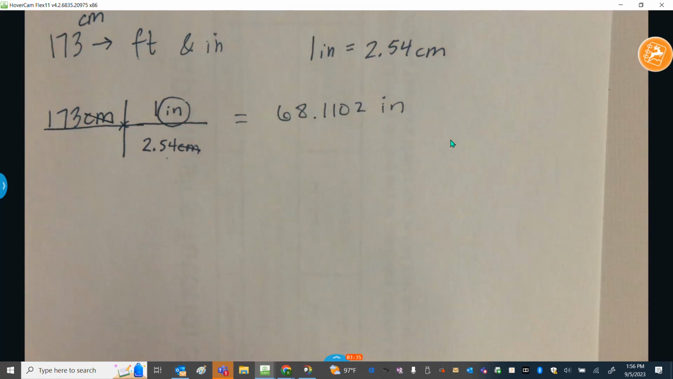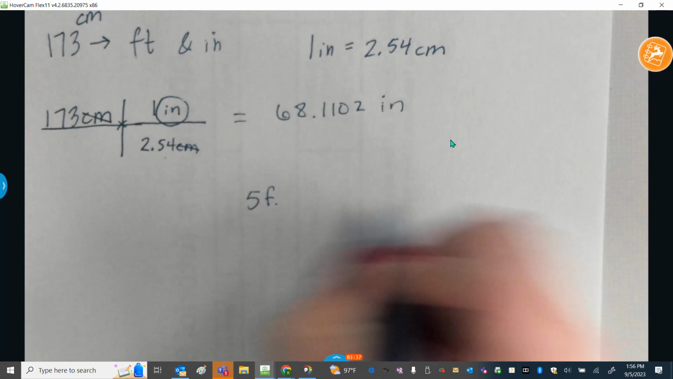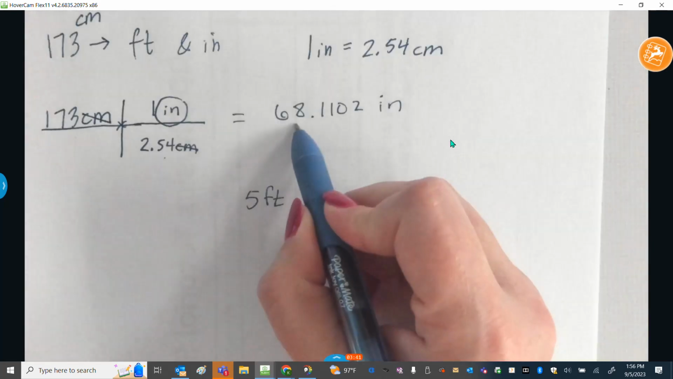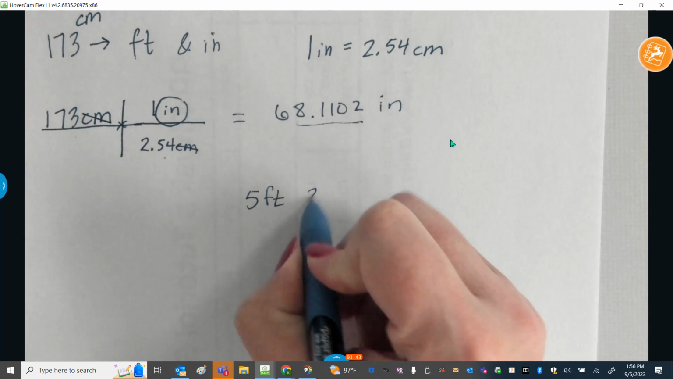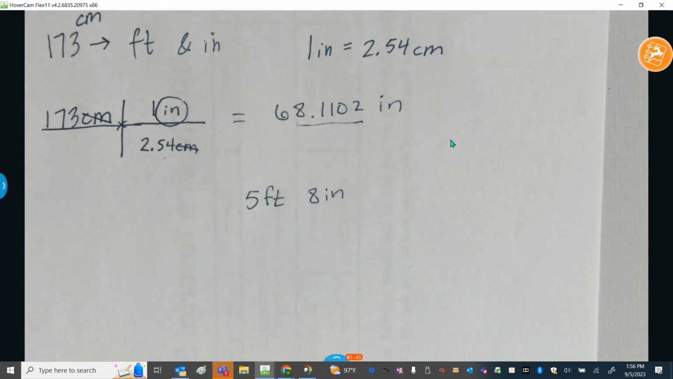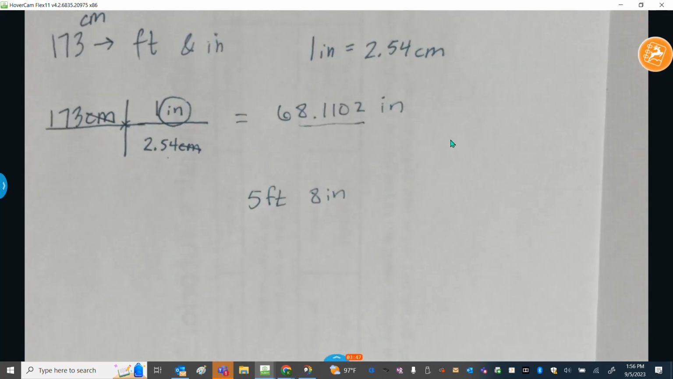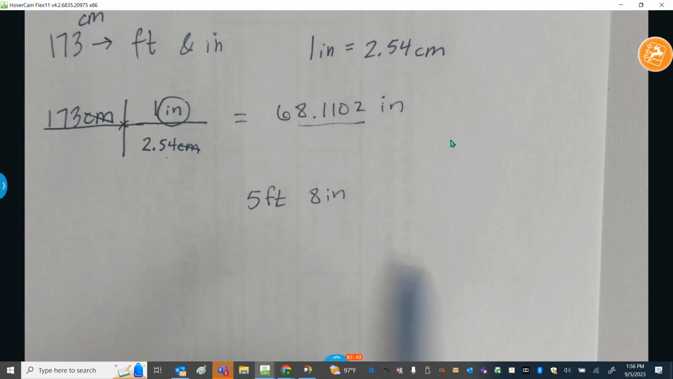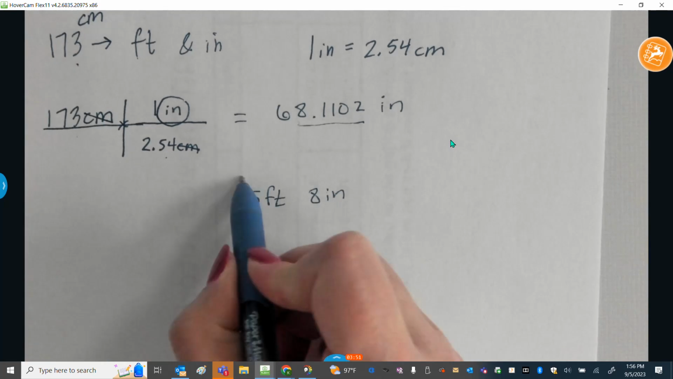Okay, and so I would have 5 feet. 5 feet is 60 inches, so I have this much left over. I'm just going to call it 5 foot 8 inches. I'm not going to worry about 8.1102. Okay, but if you are 173 centimeters tall, you are 5 foot 8.